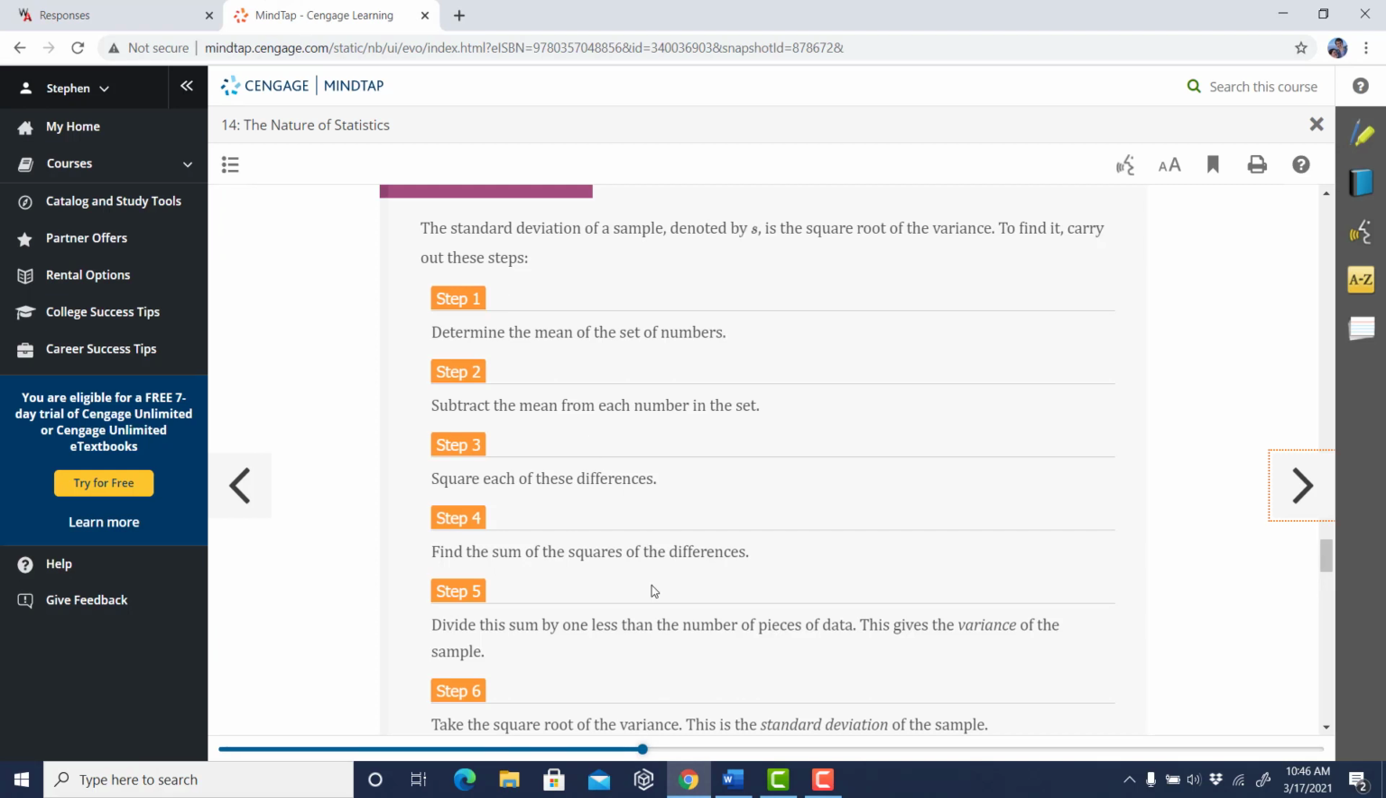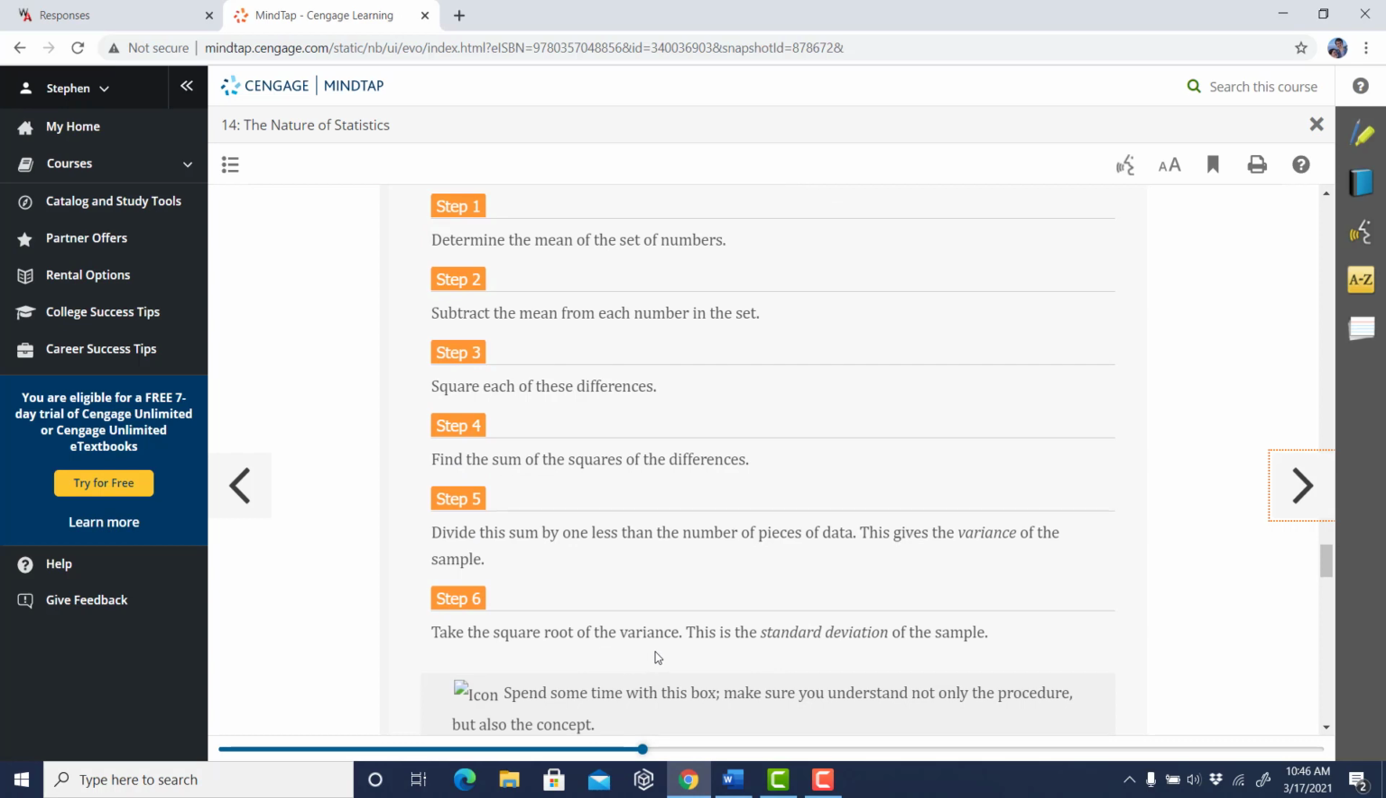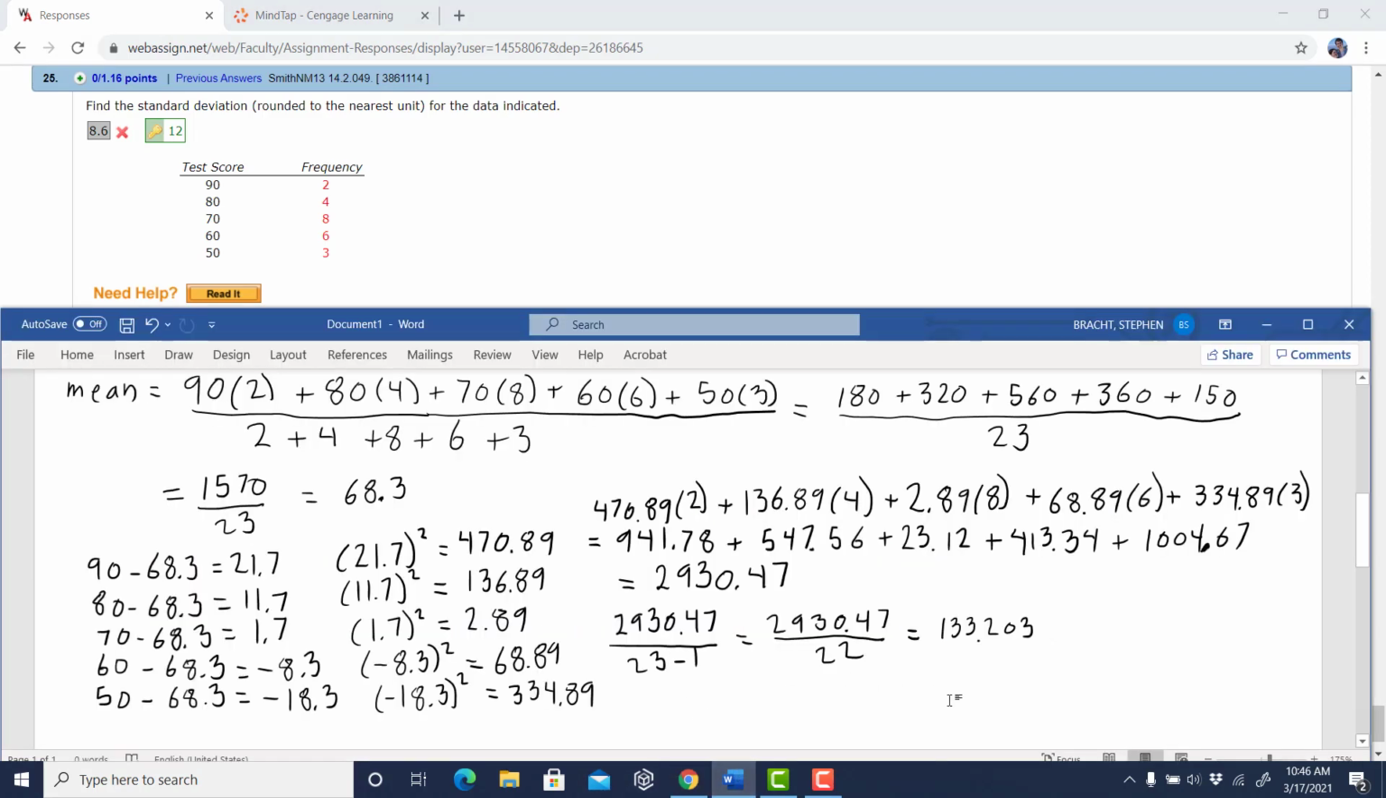Coming back over here, we just completed step 5. Step 6, the final step, take the square root of the variance. This is the standard deviation of the sample. So the variance I just computed was 133.203. So the standard deviation, which I'll abbreviate as SD, equals the square root of 133.203, which works out to be about 11.54. But if you look at the problem description, it says rounded to the nearest unit, so that would be rounded to the nearest whole number. So that rounds to 12. That's what you would enter in.